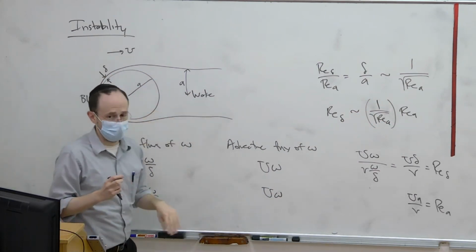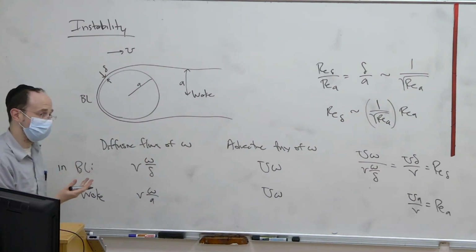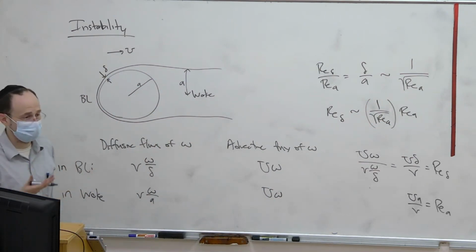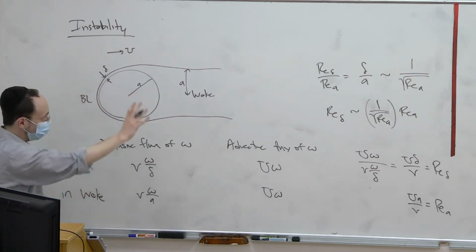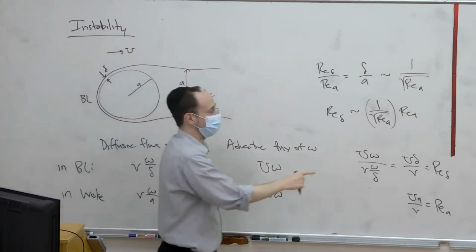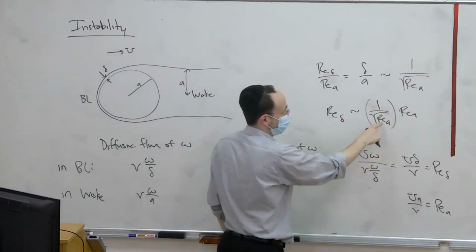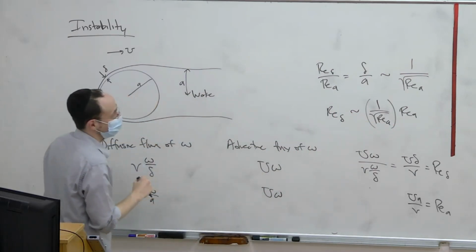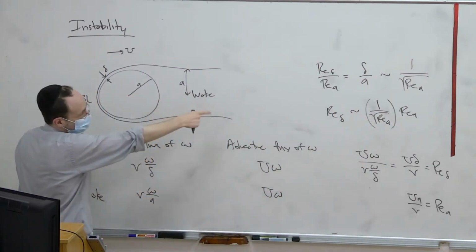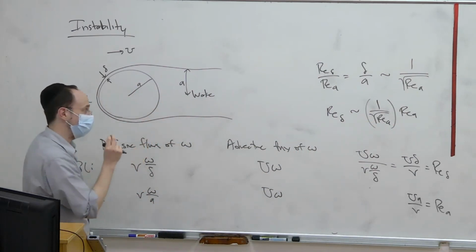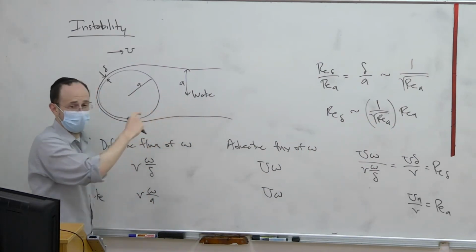So therefore, where do we expect to see instability first? Well, we expect to see instability in the region that has the largest effective Reynolds number. So for one set of flow conditions, the effective Reynolds number in the wake is going to be much, much larger, by a factor of square root of Re_A, than the Reynolds number based on the momentum thickness, based on the boundary layer thickness. So therefore, we would expect to see instability appear in the wake first.